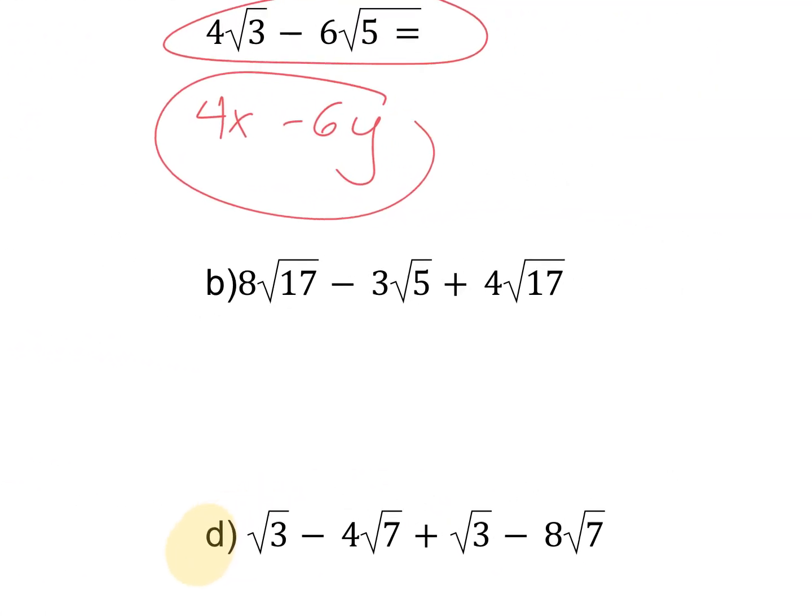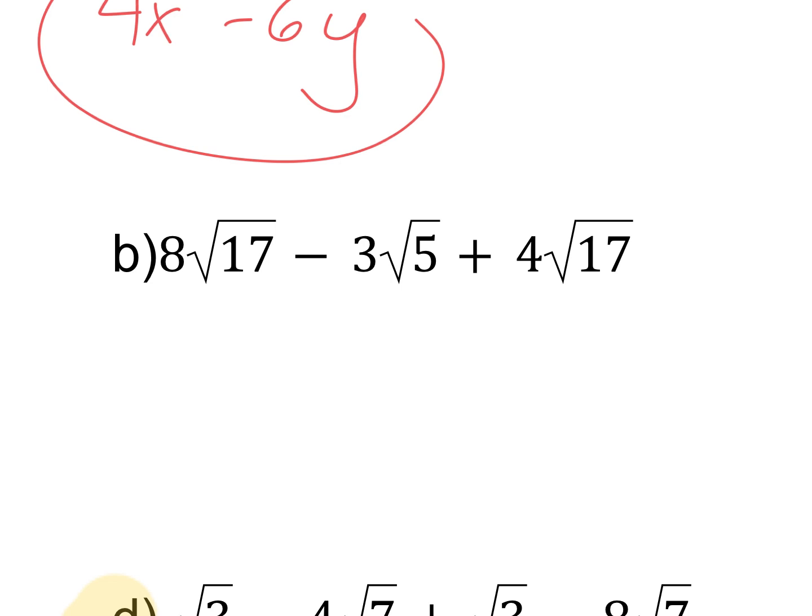Looking at problem B, now we have 3 terms. So when we look at these, we're going to ask, okay, are any of these like terms? Well, I have 8 square roots of 17 minus 3 square roots of 5. So those have different values underneath the square root. So those are not like terms. I can't combine them. Then I have 4 square roots of 17. So that one has the same value underneath the radical as this one. So I can combine these two as if they were like terms.